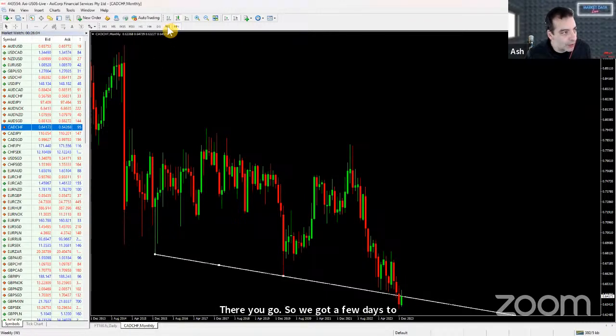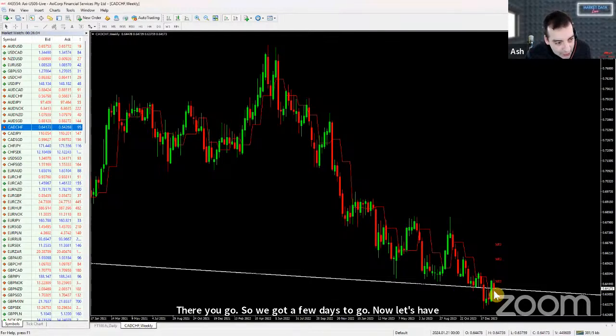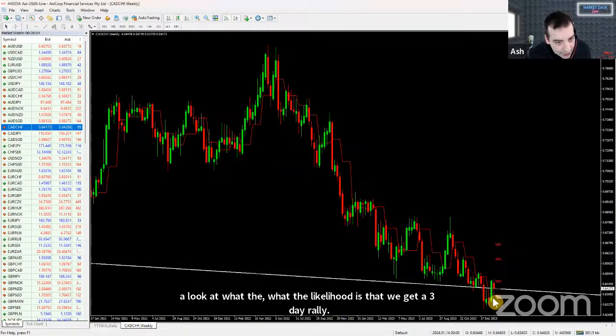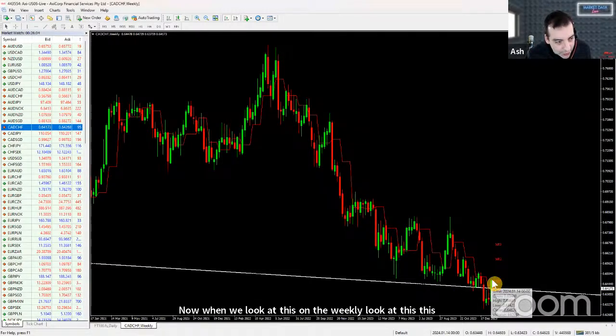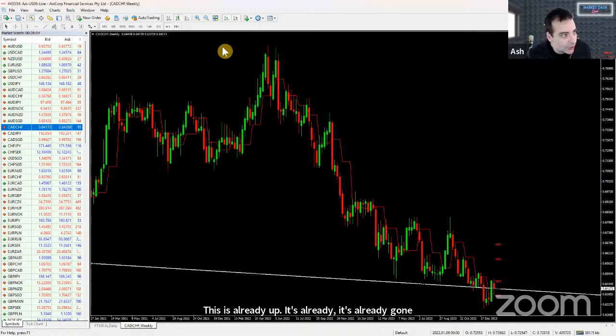Now let's have a look at what the likelihood is that we get a 3-day rally. When we look at this on the weekly, this is very different. This suggests it's already up. It's already gone through the level. Now I can see a little trend line here, which I'm going to do on my dailies.